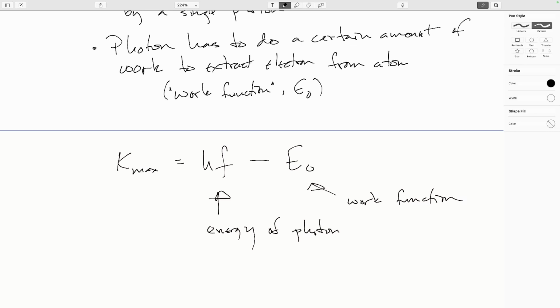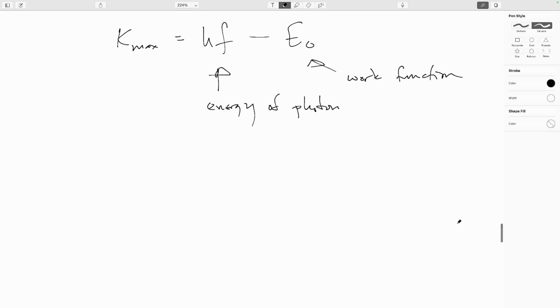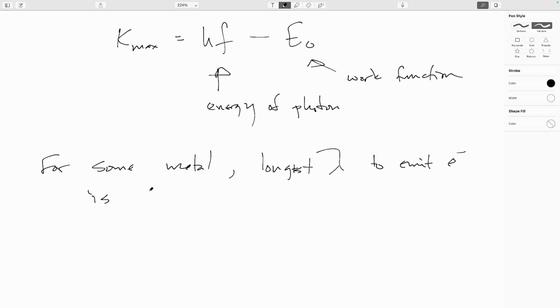So, for instance, let's do a quick example here. Let's say that for some metal, the longest wavelength which will give us a photocurrent is 388 nanometers. What's the work function of the metal?